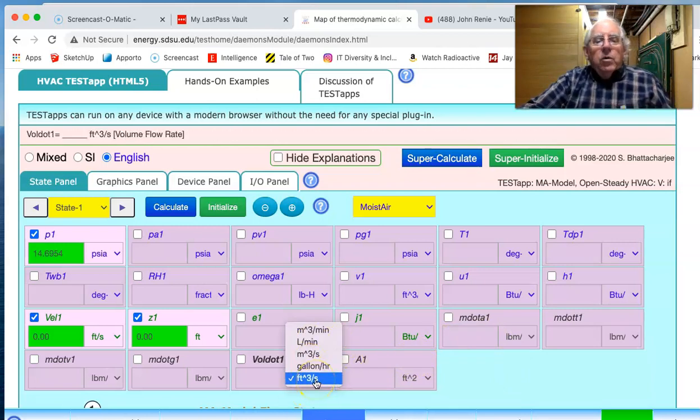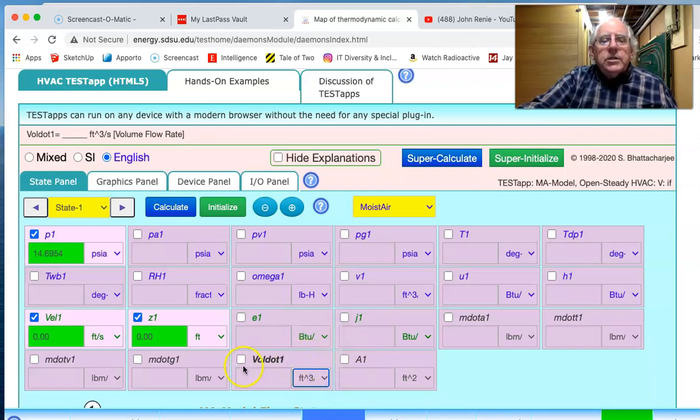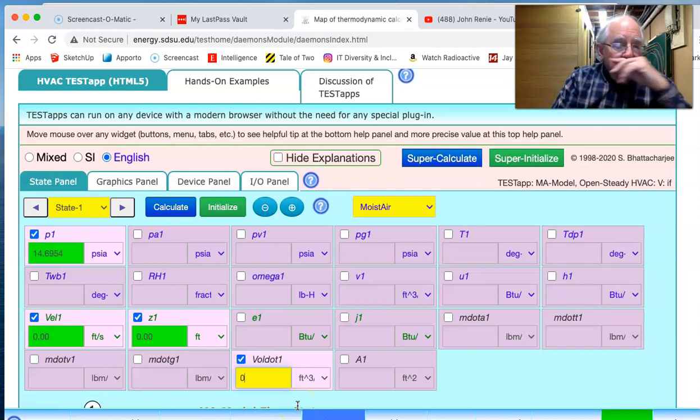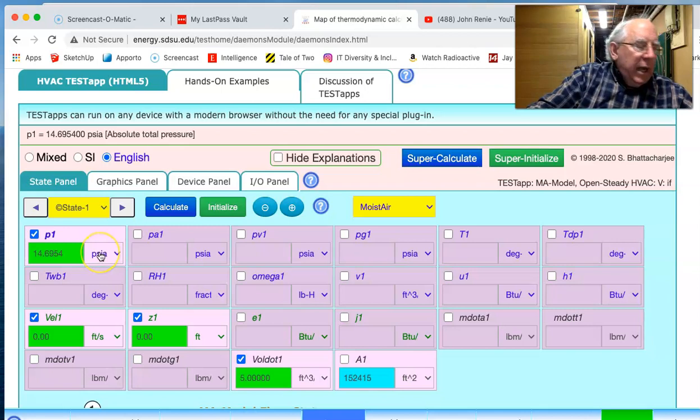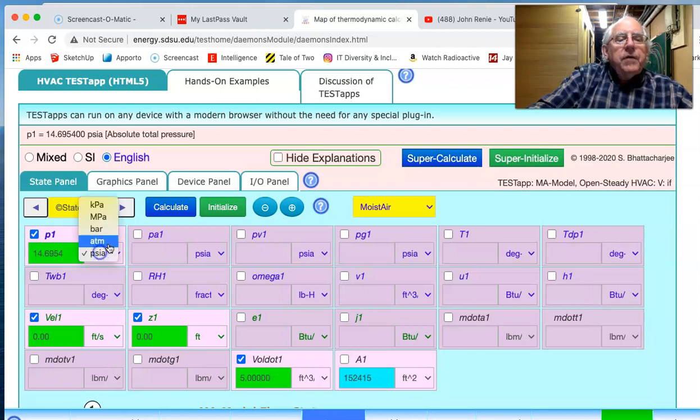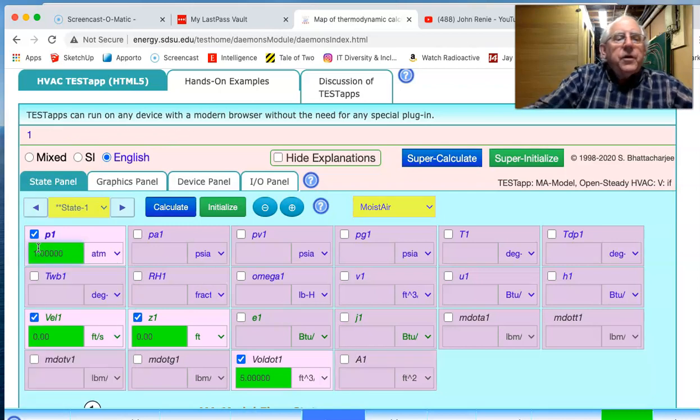As we see here, we only have the capability of putting in cubic feet per second. So as I indicated, one needs to do the math and take 300 divided by 60 and come up with 5 cubic feet per second for the flow rate. Again, putting in an expression like 300 over 60 does not seem to work. Okay, so we have our volumetric flow rate. Because everything's coming in at 1 atmosphere, if I turn this over to 1 atmosphere, you see that it defaults to close to 1 atmosphere.